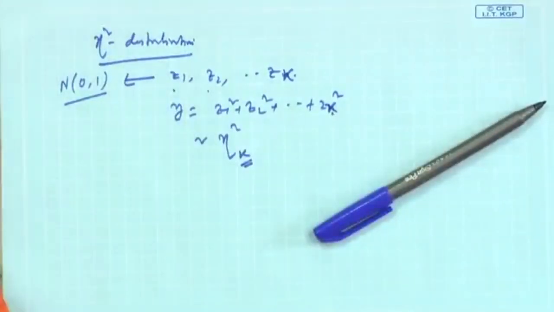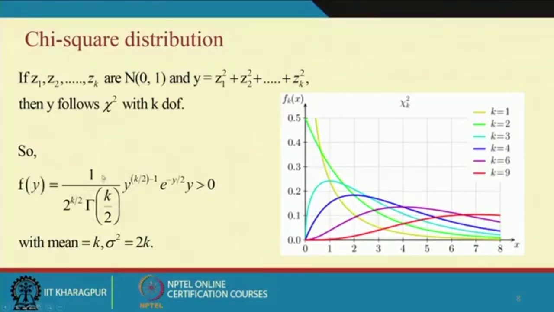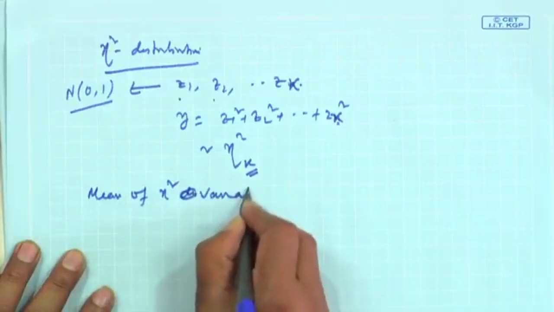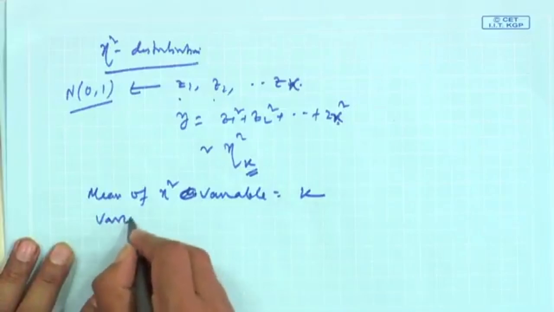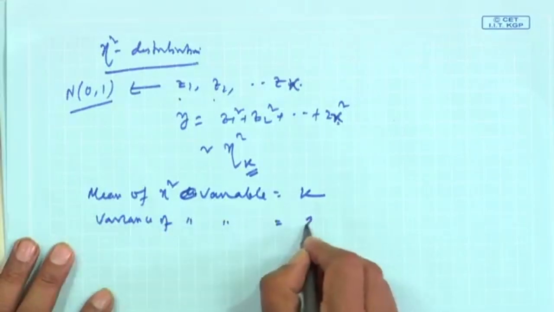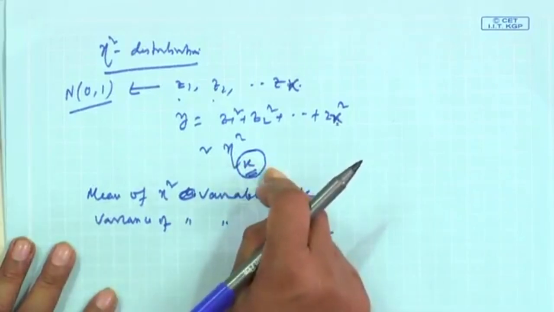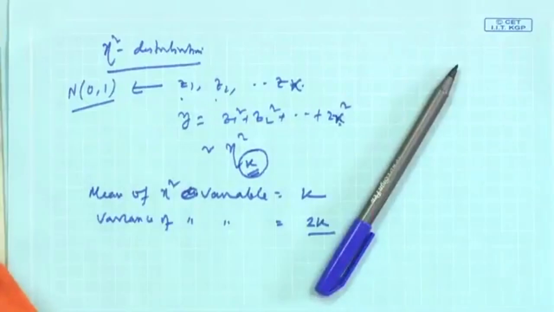Okay. Now, let us see what the PDF for the chi square distribution is. f y is 1 by 2 to the power k/2 gamma k by 2, y to the power k by 2 minus 1, e to the power minus y by 2, for y greater than 0. What is the mean of the chi square distribution? The mean of the chi square distribution is the degree of freedom k, and the variance is 2 times k. Degree of freedom is a very, very important concept, because if degree of freedom changes, the shape of the chi square distribution also changes. You will see here.